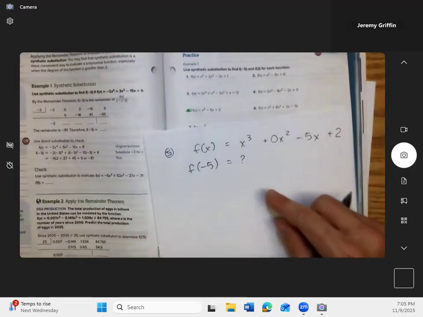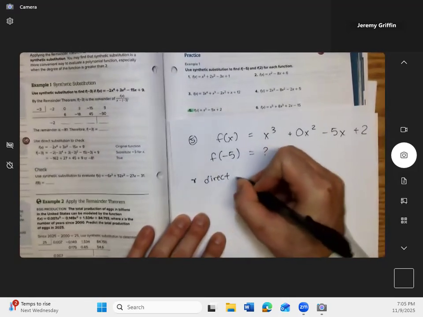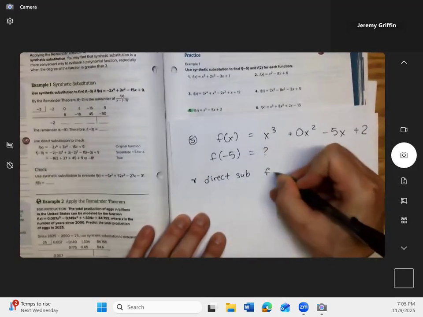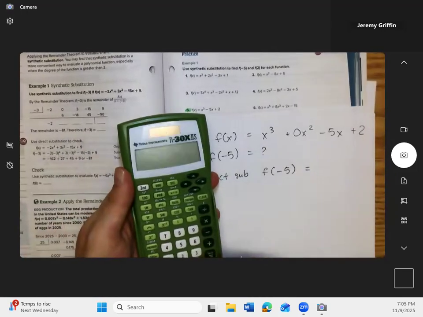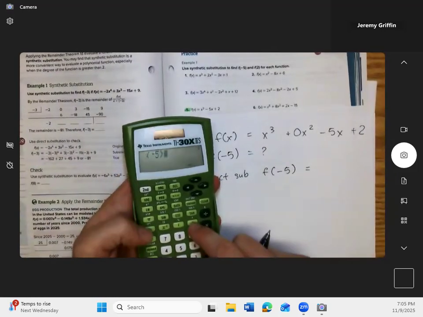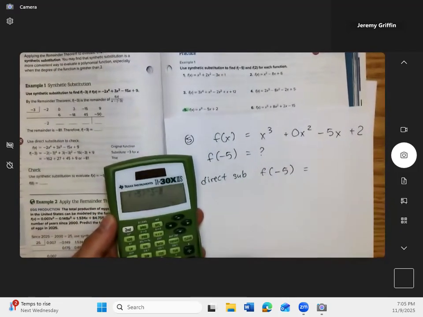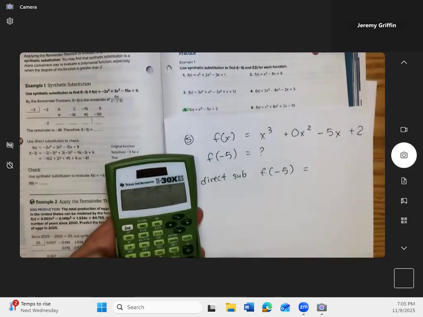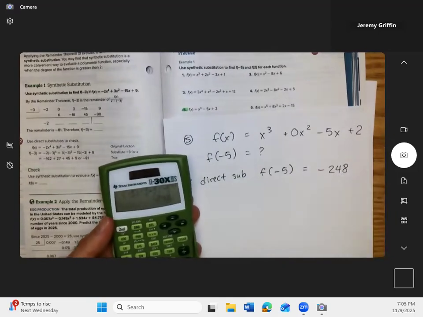So with direct substitution, f of -5 equals, I just pick up my calculator and punch in -5 everywhere I see an x. -5 cubed right here, then -5 being squared, and then plus 2. I just got -248.